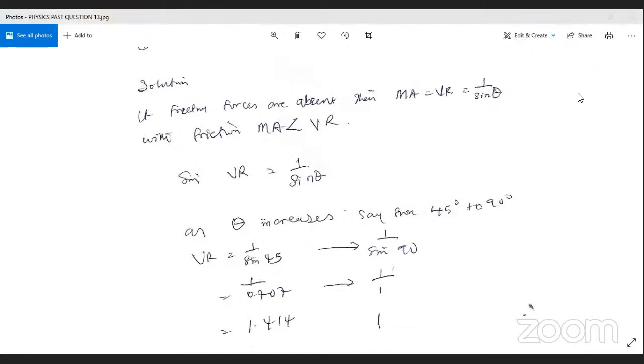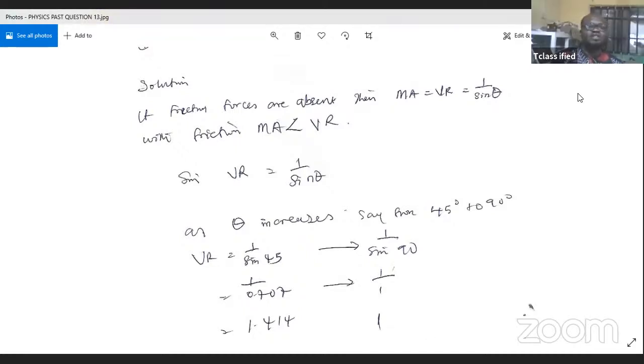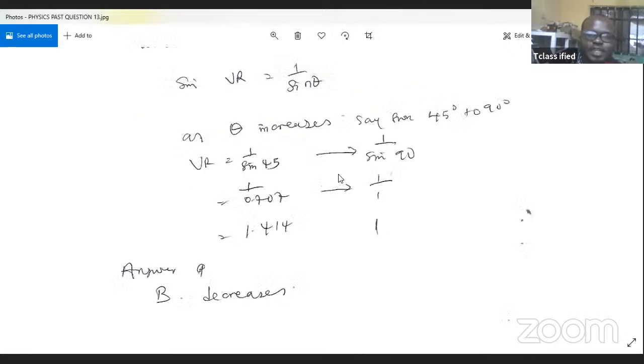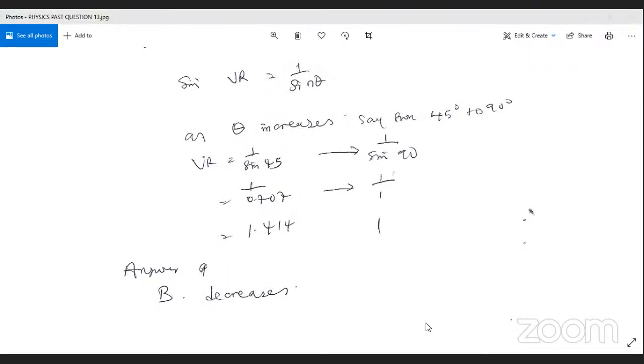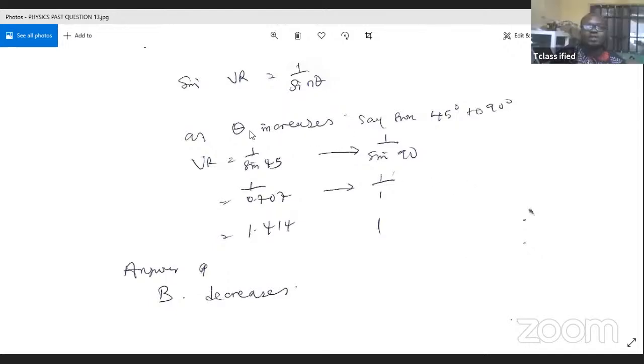Okay. So velocity ratio is equal to 1 over sine theta. Now, they are asking you, if you increase theta, what will happen to the velocity ratio? Is that the question? Yes. Good. So let's say the angle is increased from 40 to 90. Let's see what will happen.